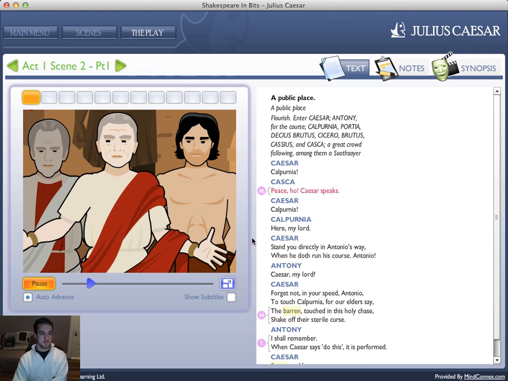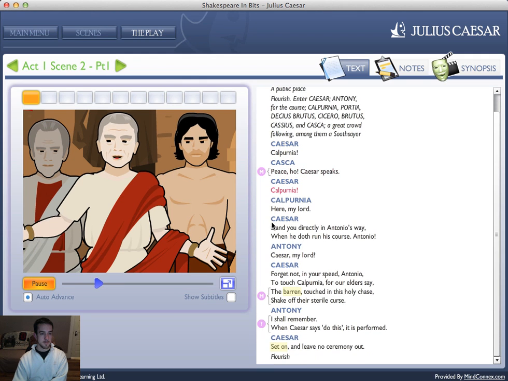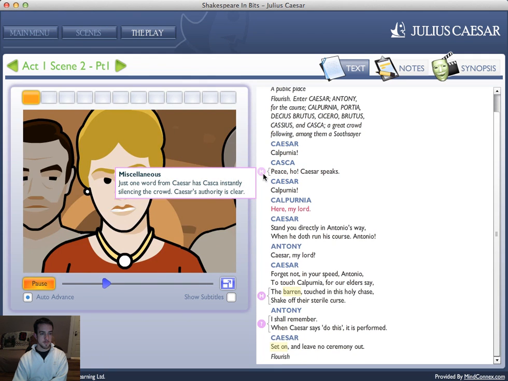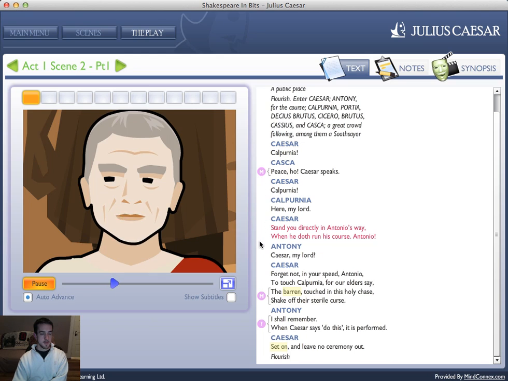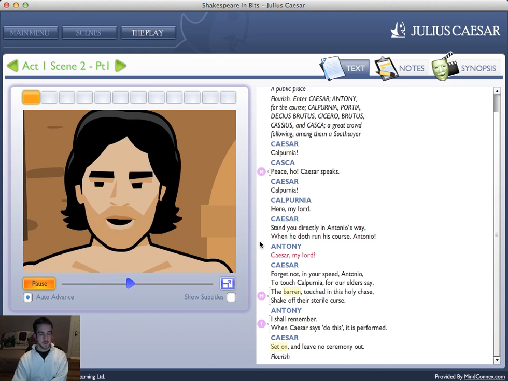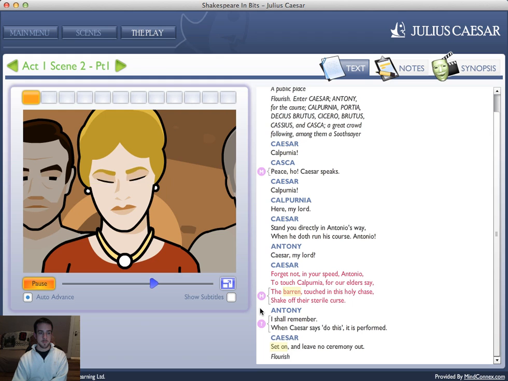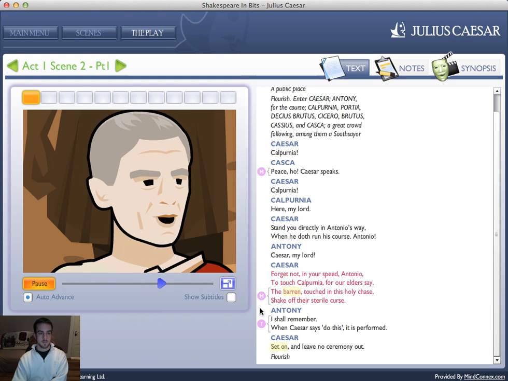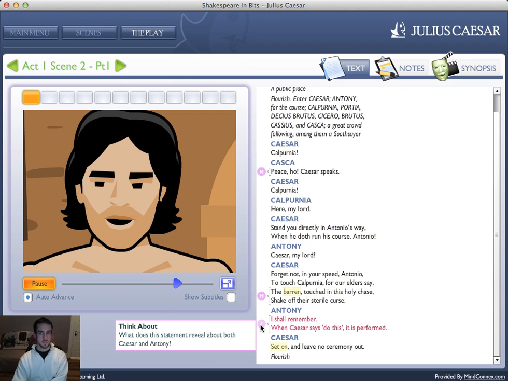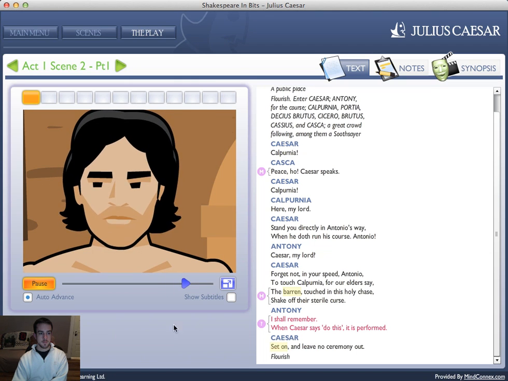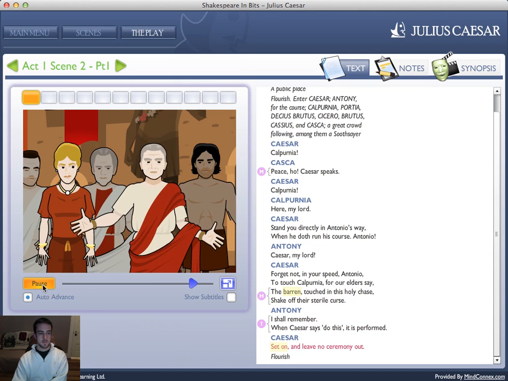Calpurnia? Peace hold! Caesar speaks! Calpurnia. Here, my lord. Stand you directly in Antonio's way when he doth run his course. Antonio. Caesar, my lord. Forget not in your speed, Antonio, to touch Calpurnia, for our elders say the barren, touched in this holy chase, shake off their sterile curse. I shall remember. When Caesar says do this, it is performed. Set on, and leave no ceremony out.